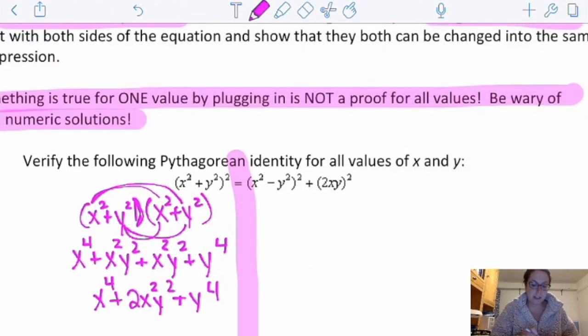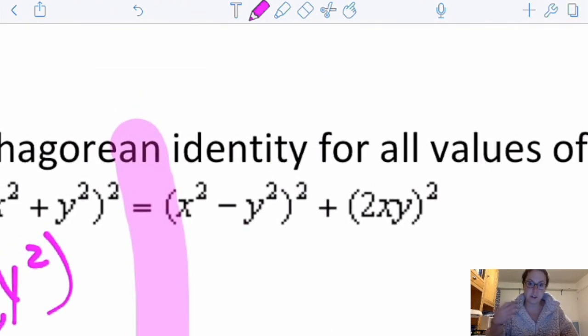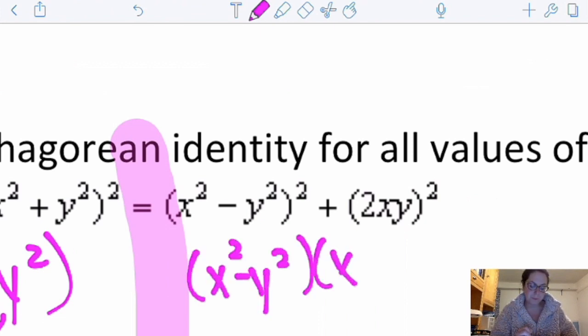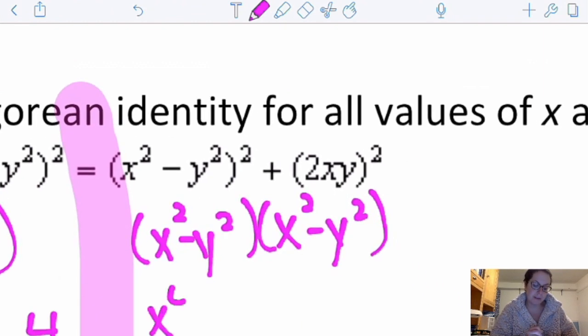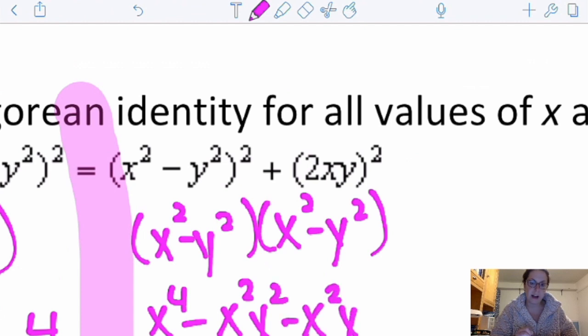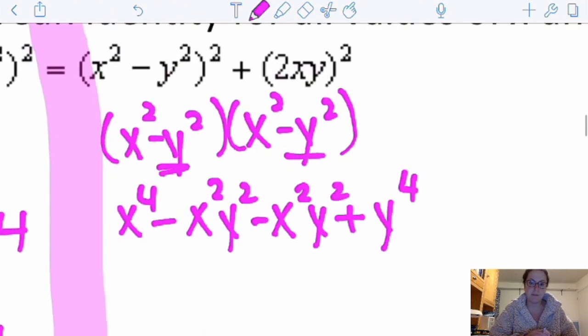Now on my right side, let's do the same thing. Let's kind of do the algebra that we can. So I'm going to write this out twice, right? And I'm going to multiply these. So x to the fourth minus x squared y squared minus x squared y squared plus y to the fourth, because we're doing a negative times a negative, right?